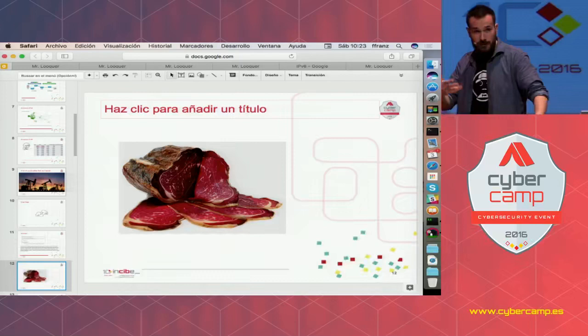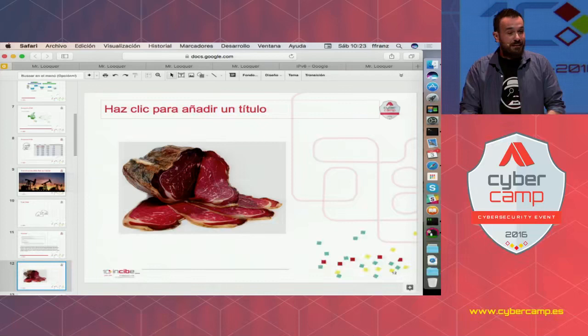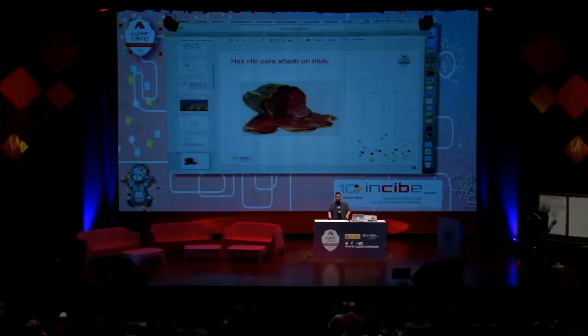Right now, because we are in Leon, I decided to bring this photograph with me. This is like beef jerky, typical from here. Do you know anyone from Leon here? Well, imagine that you have a company of beef jerky, and everyone likes beef jerky. And then imagine that your business is going very well.